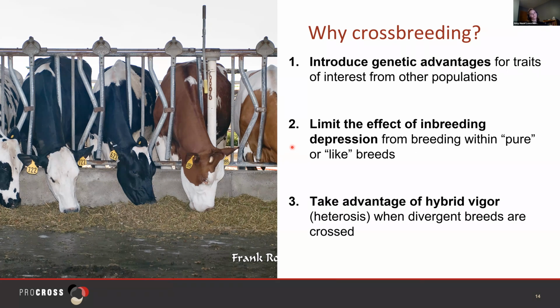The flip side of inbreeding is that we get the hybrid vigor or heterosis that we already talked about. That occurs when these pure and divergently selected breeds are crossed. And so those are the three fundamental reasons about why we crossbreed.